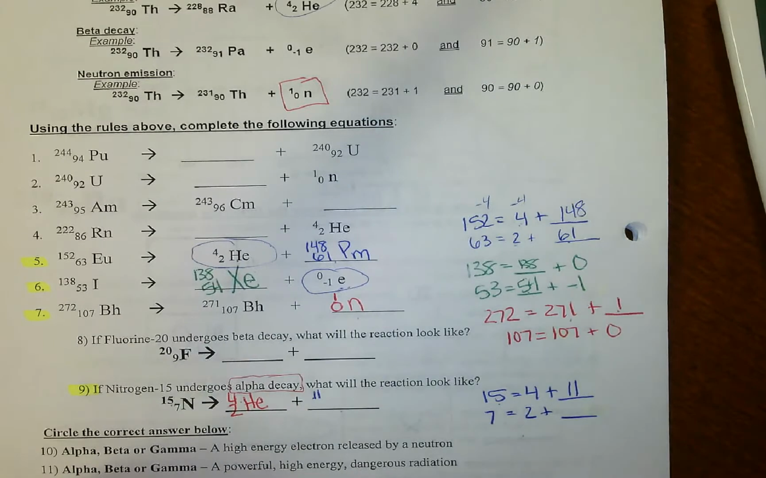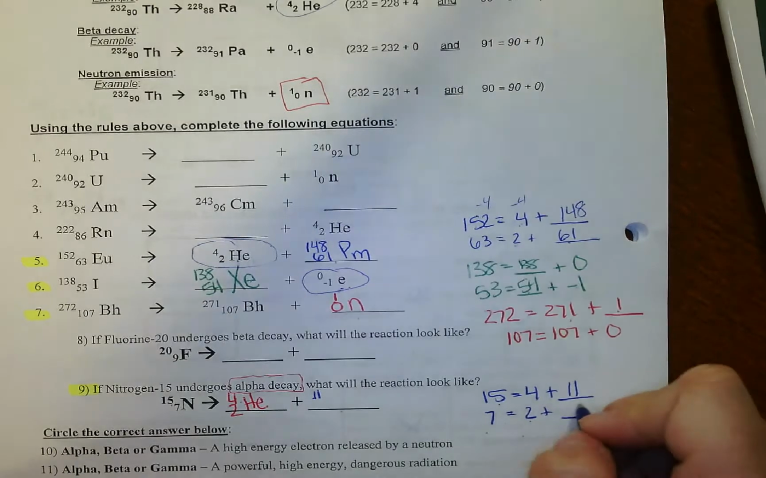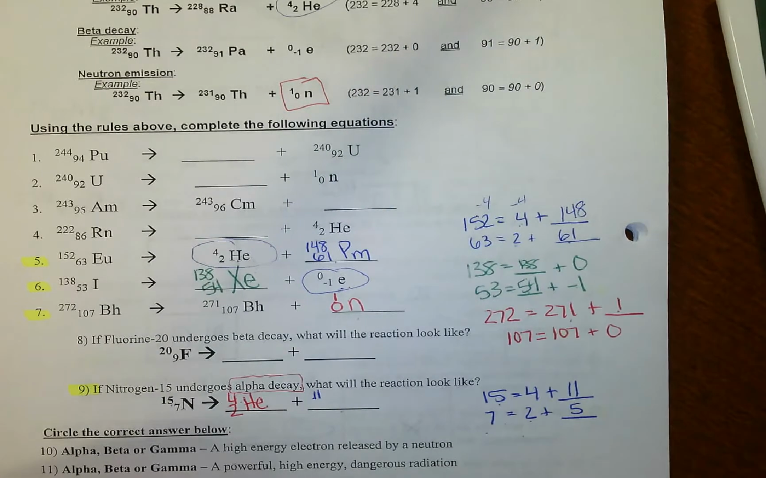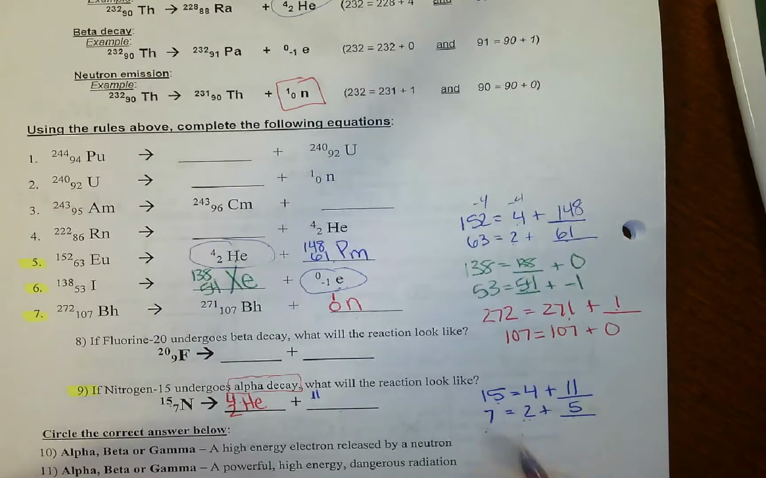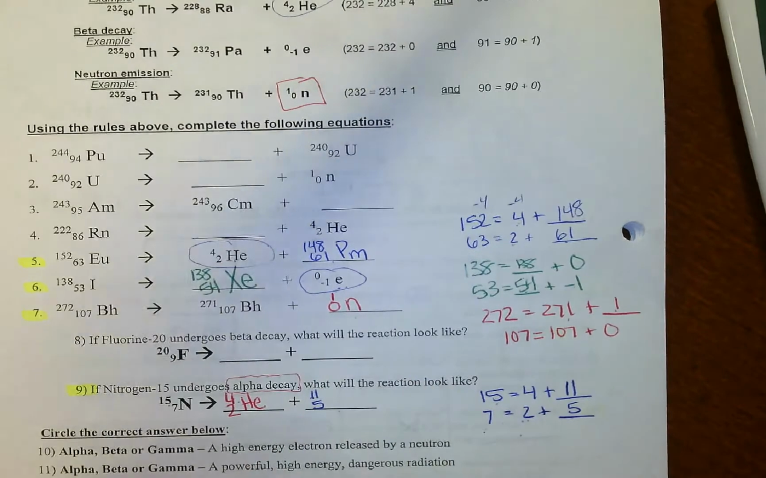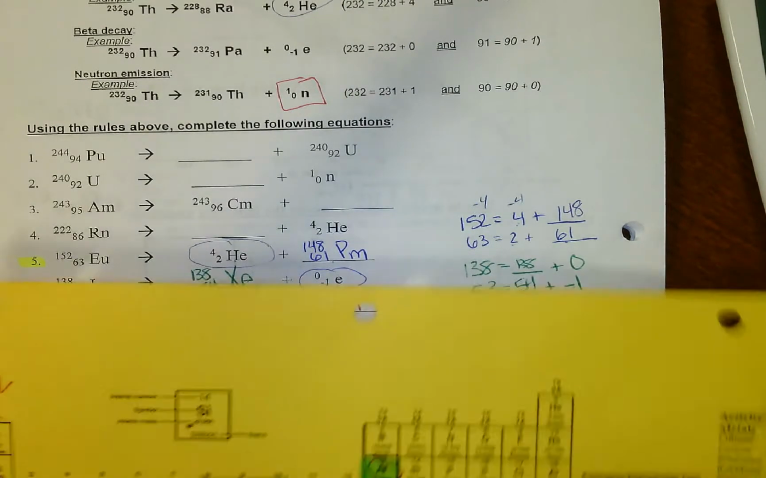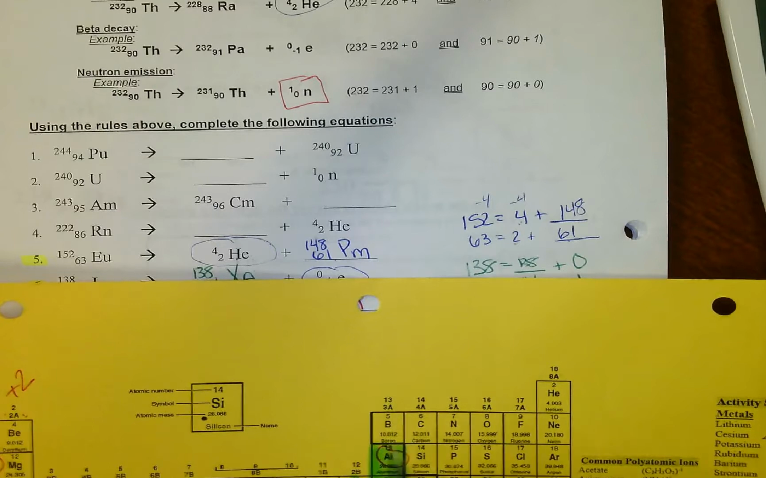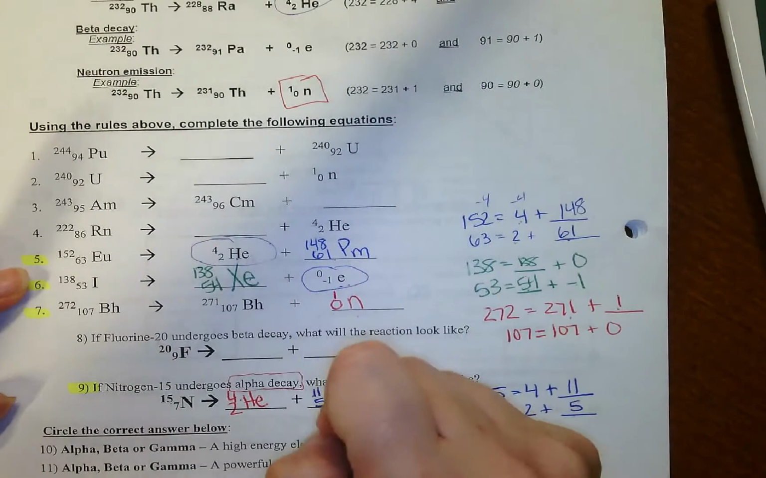Great. I have something that's 7 big, and I break it, 2 come off. So my other thing is going to be 5 big. 2 plus 5 equals 7. All right, then we need to figure out what symbol goes with number 5, and that's boron right here. So capital B will be my symbol.